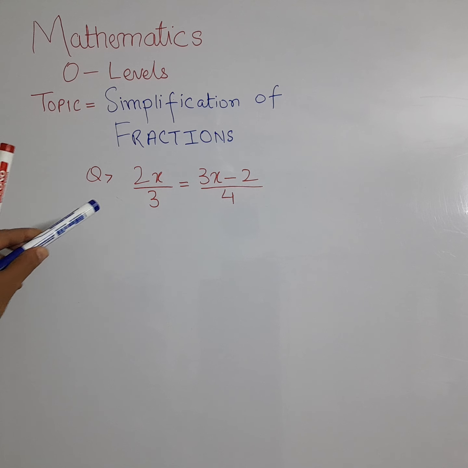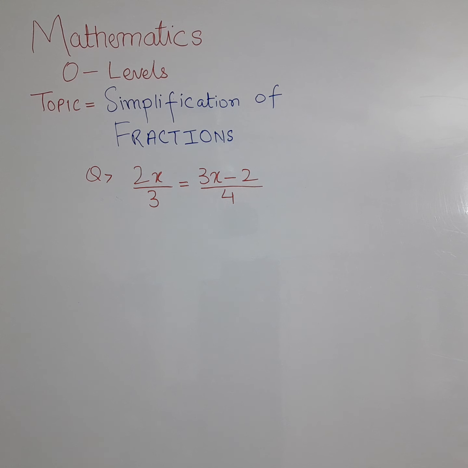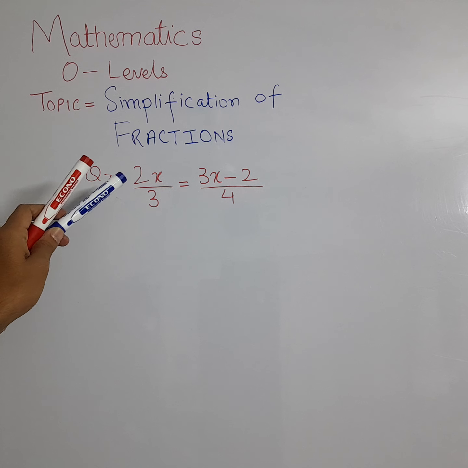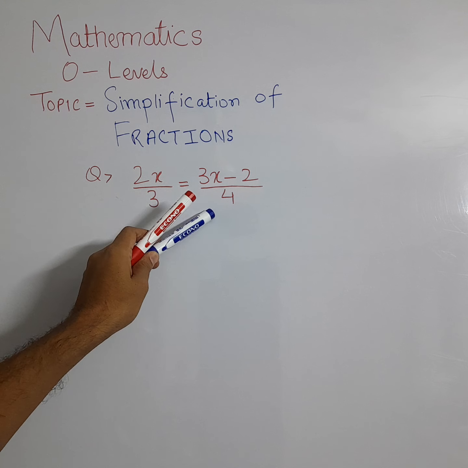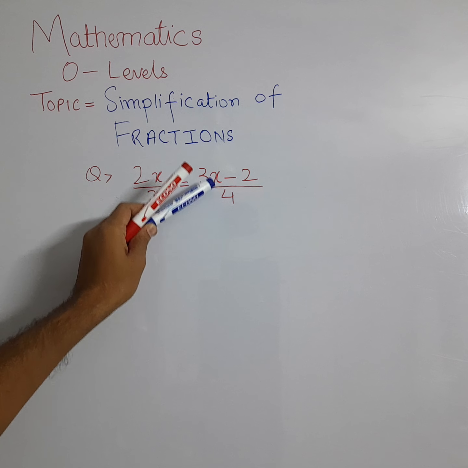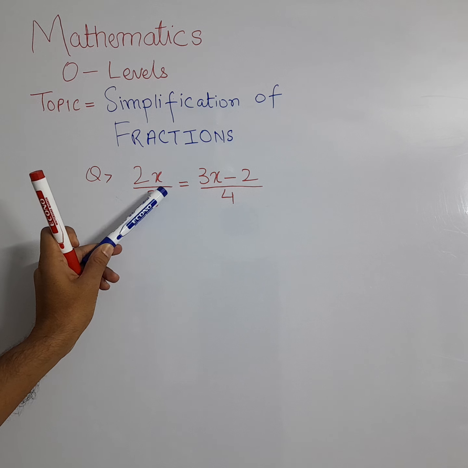So we have the question 2x divided by 3 is equal to (3x minus 2) divided by 4. So you can see that this is the fraction form and this is also a fraction form. Whenever there is a question in the fraction form, we do the cross multiplication. Cross multiplication means that 2x will be multiplied with 4. The numerator will be multiplied with the denominator of the other side of the fraction. Other side means because there is an equal to sign in between.